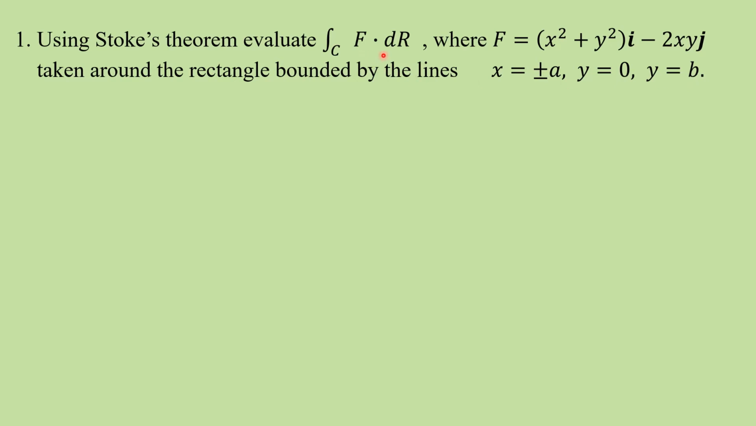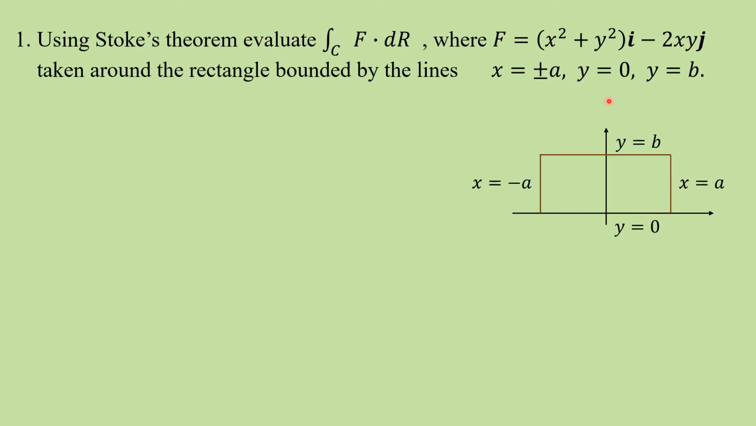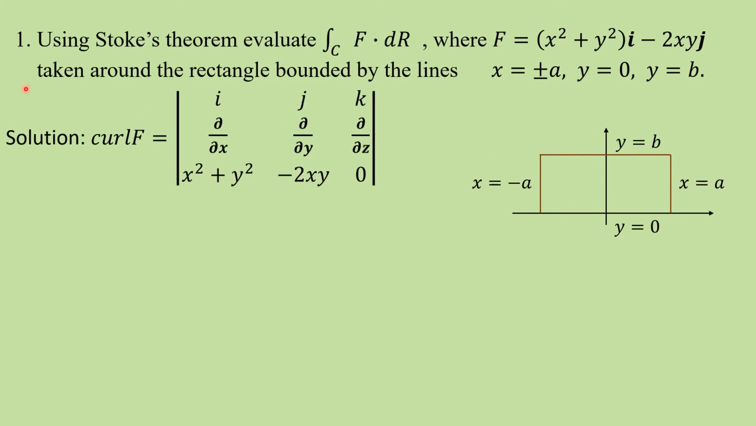So by Stokes theorem, the line integral can be taken as the surface integral of curl f over the surface S. So we have to first find the curl of the vector point function f, and the surface is a rectangle bounded by these lines. It is on the xy plane, the surface is here. So I have to first take the curl of f, that is del cross f.